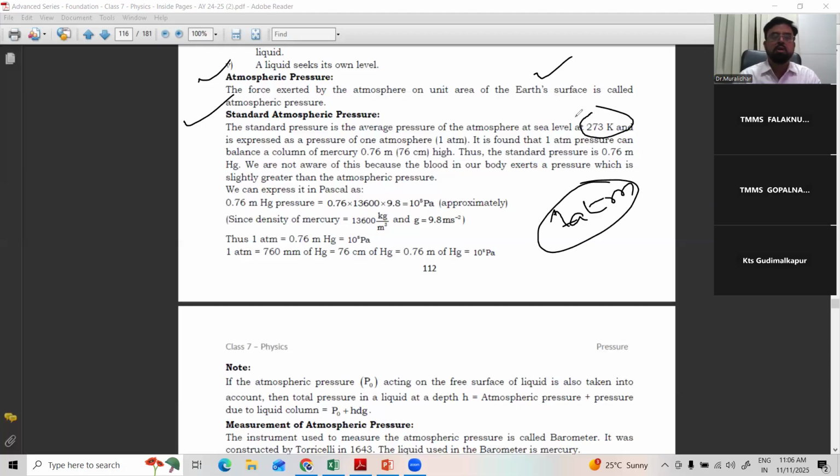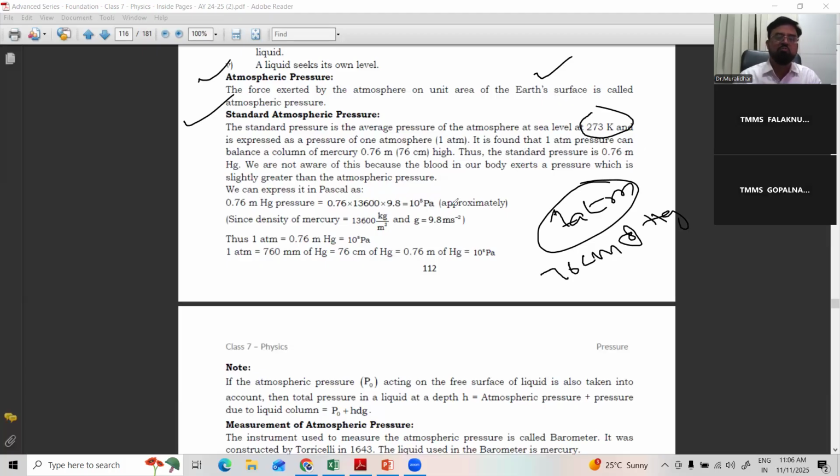It is found that 1 atmospheric pressure can balance a column of mercury of 0.76 meter, or 76 centimeters of Hg. Hg means mercury. Thus, the standard pressure is 0.76 meter of Hg.